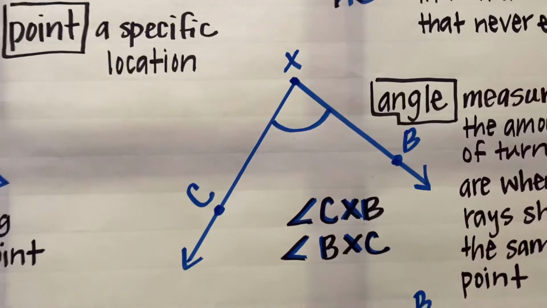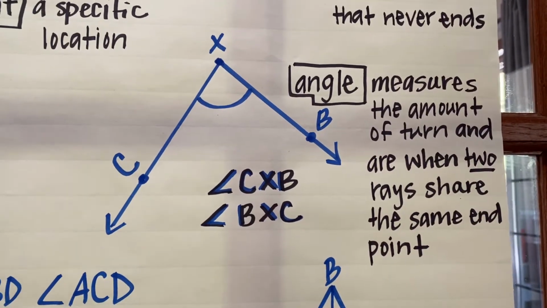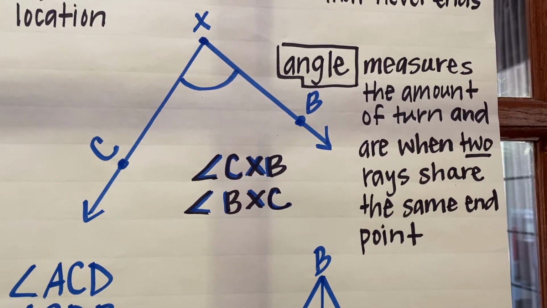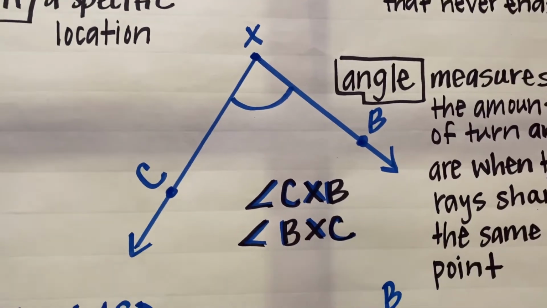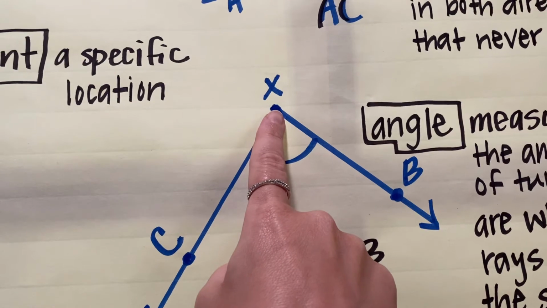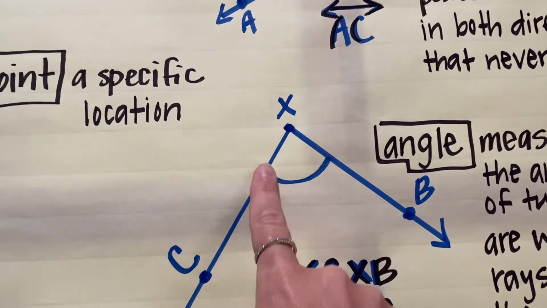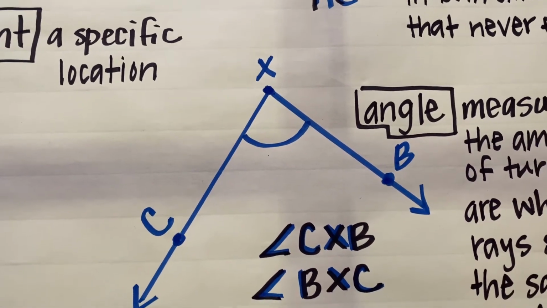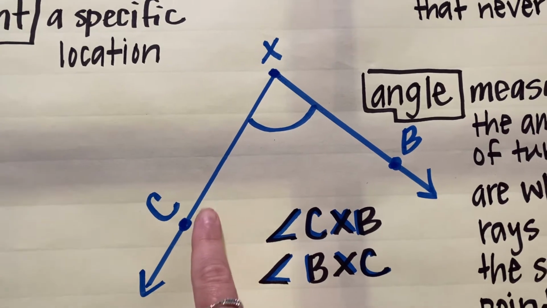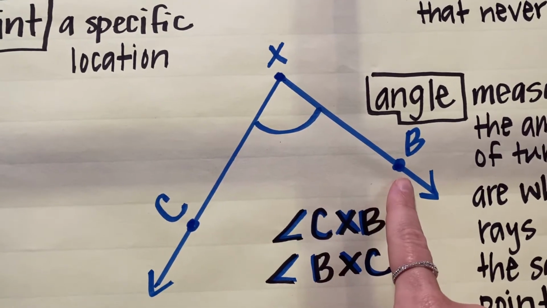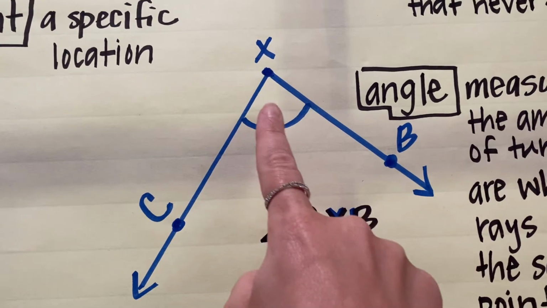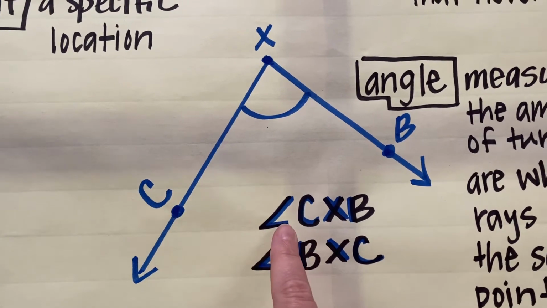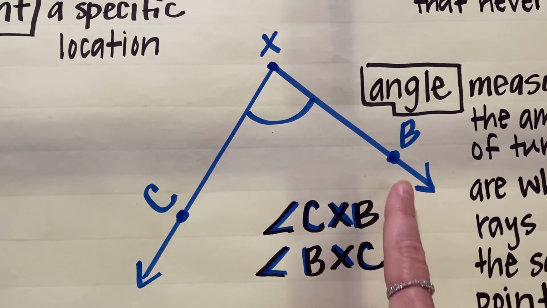Our last vocabulary word that's really important is what is an angle. An angle measures the amount of turn when two rays share the same endpoint. For example, look at the picture. So here's our angle. That's where two lines meet, a vertex, or sometimes we refer to it as a vertice. You can start at C, go to X, go to B. You have a ray and another ray, and we label it this way. So you put the angle symbol and CXB, or you can write it with BXC.